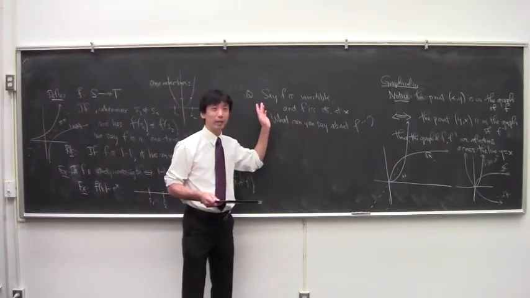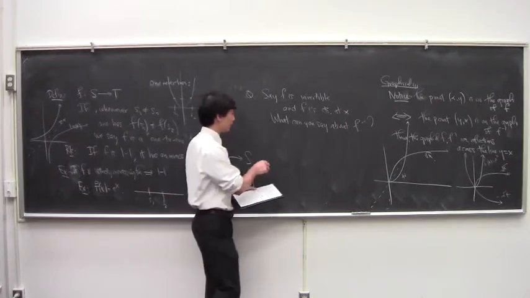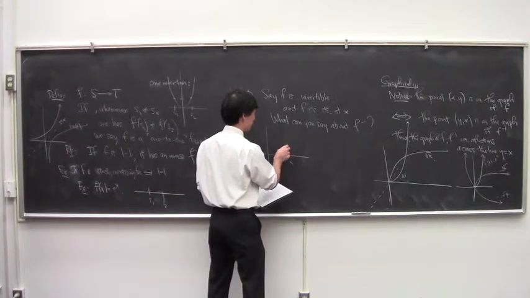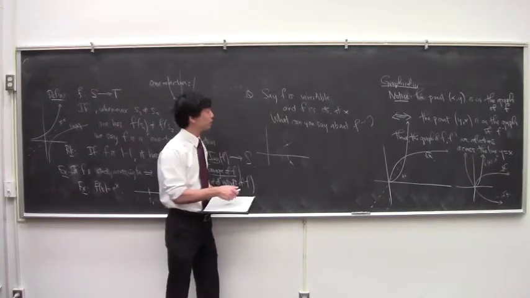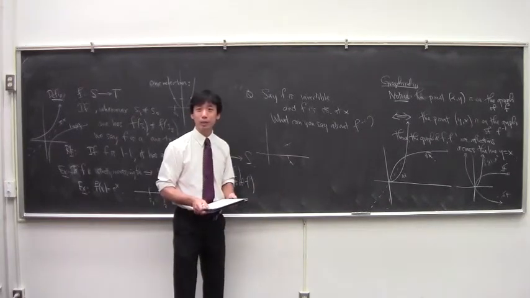Can anyone say anything about the inverse function? You have only one fact about this function, right? You know that at x, this point here, the limit is the value. That at this point here, the limit of your function is the value of f at x. What can you say about f inverse?